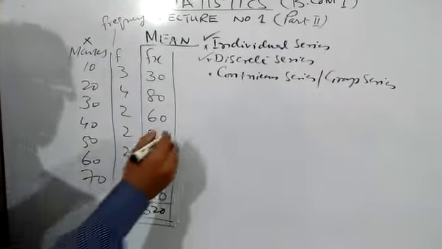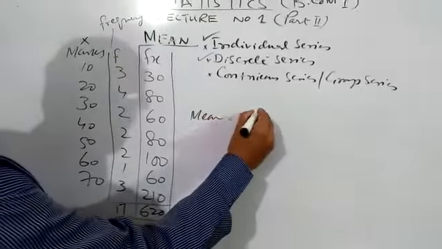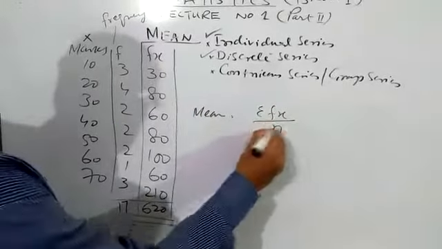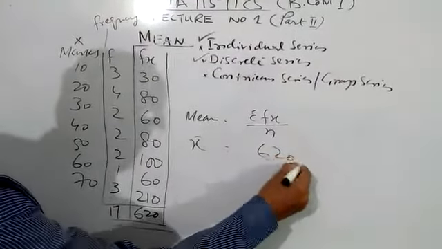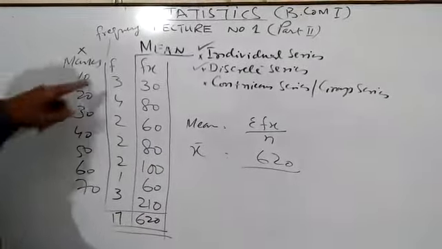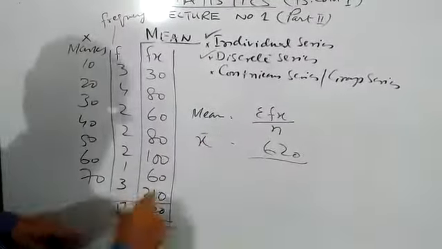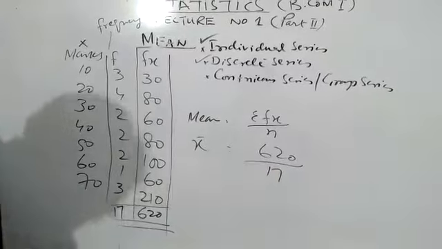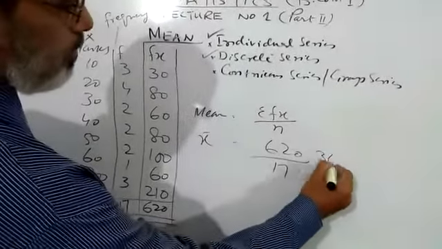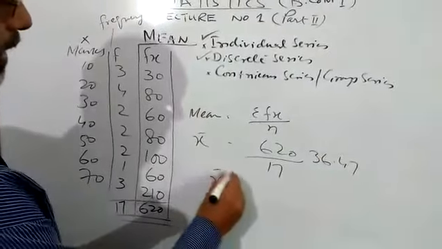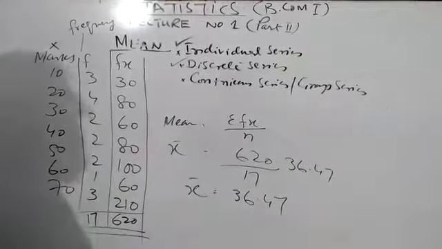So now put the formula for the discrete series. Mean is equal to sum of Fx upon n. Here the sum of Fx is 620, and in place of n we put the total frequency, 17. So 620 divided by 17 is equal to 36.47. So the mean is 36.47. So this is the discrete series.